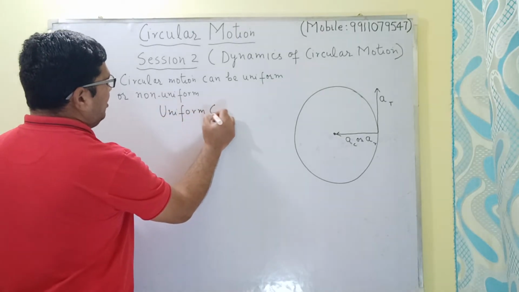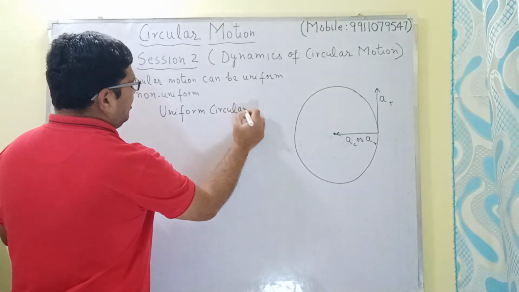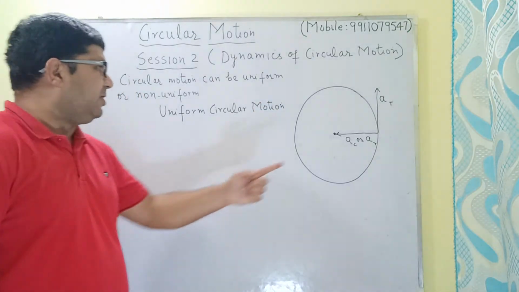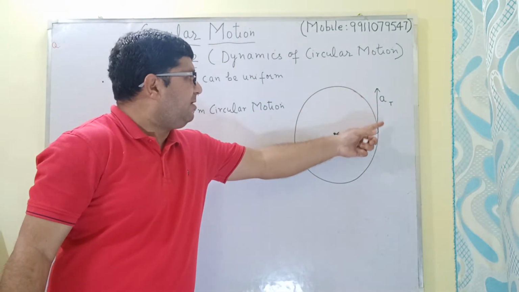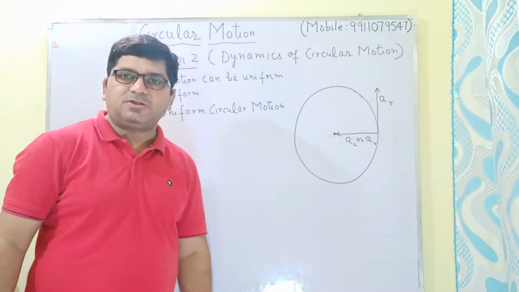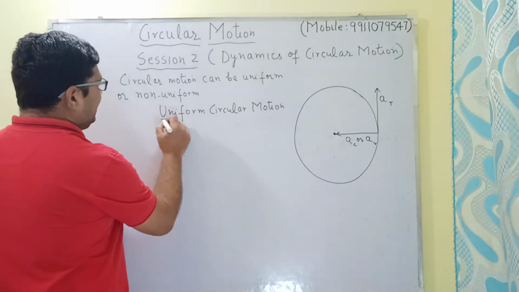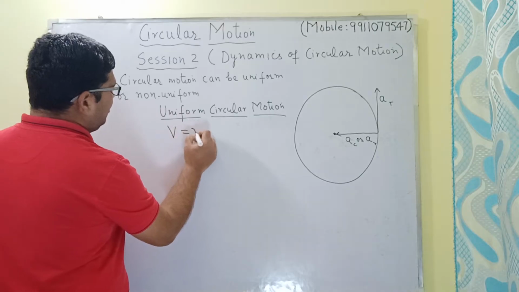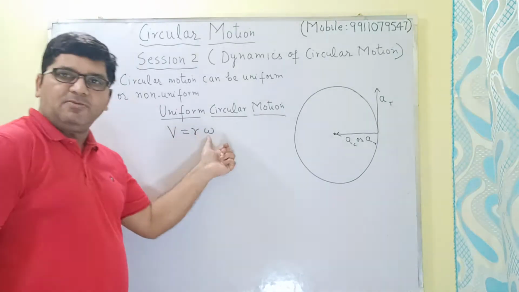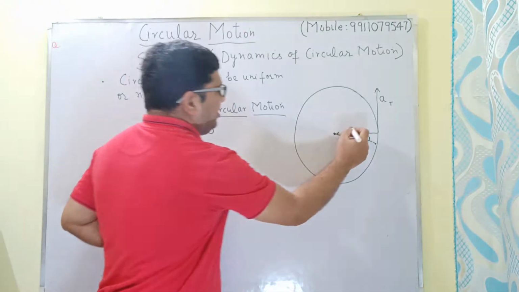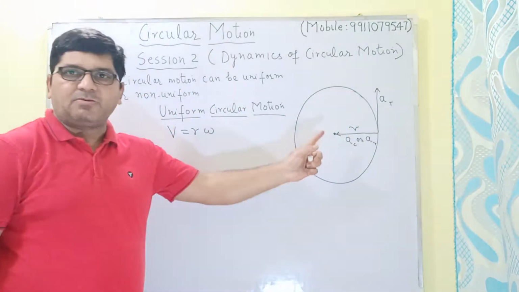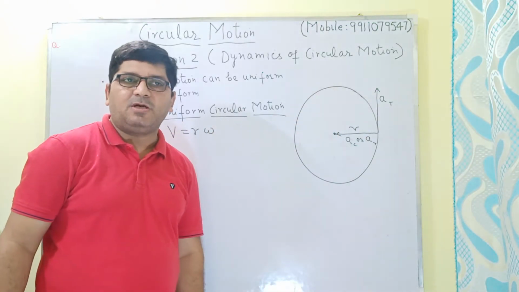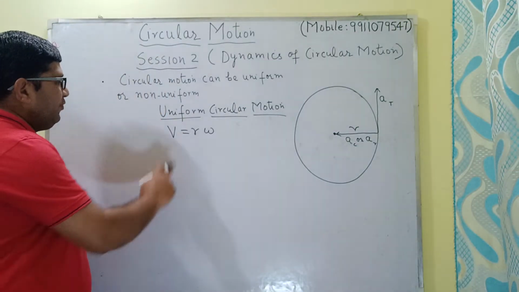Uniform circular motion. In uniform circular motion, as I have just told you, the tangential velocity or the linear velocity remains constant. Now in the previous session we have seen that the tangential velocity v is equal to r omega, where omega is the angular velocity, r is the radius of the circular path, and v is the tangential velocity, or it can also be called the linear velocity. So v is equal to r omega.